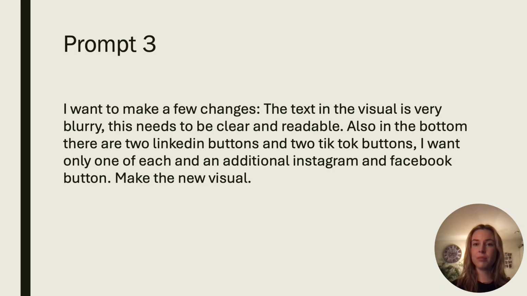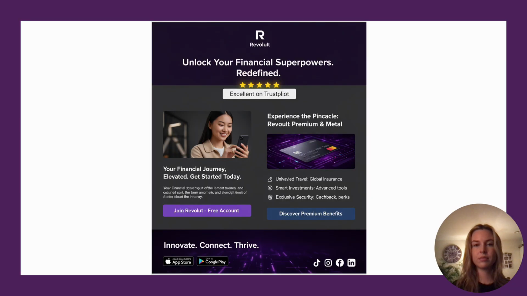So for the third prompt I filled in, I want to make a few changes. The text in the visual is very blurry. This needs to be clear and readable. Also, in the bottom there are 2 LinkedIn buttons and 2 TikTok buttons. I want only one of each and an additional Instagram and Facebook button. Make the new visual. So this is the third and last version that was generated.